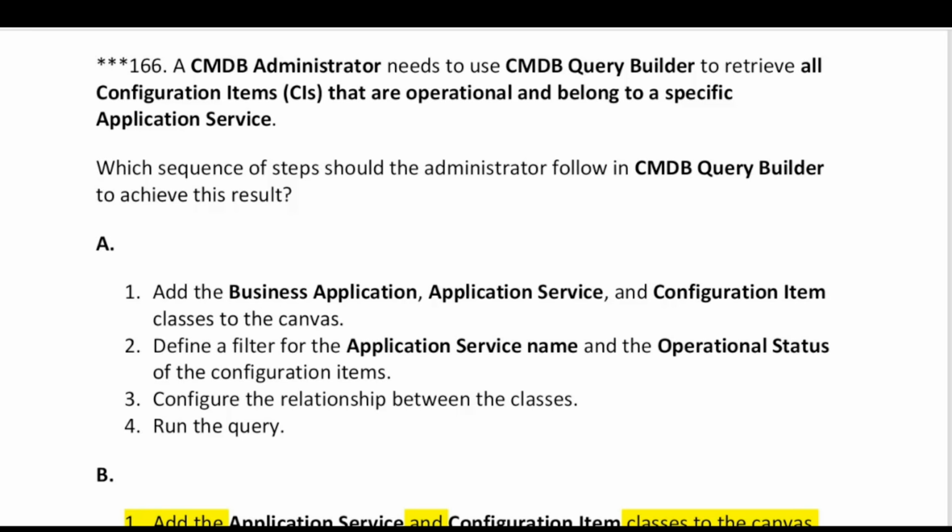Option A. First, add the business application service and configuration item classes to the canvas. Second, define a filter for the application service name and the operational status of the configuration items. Third, configure the relationship between the classes. Fourth, run the query.